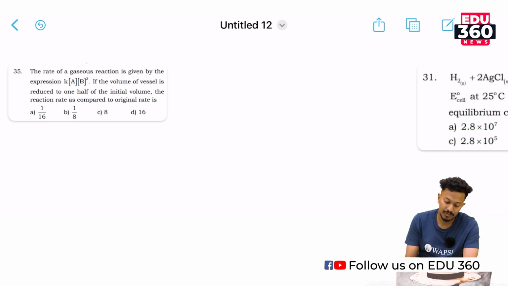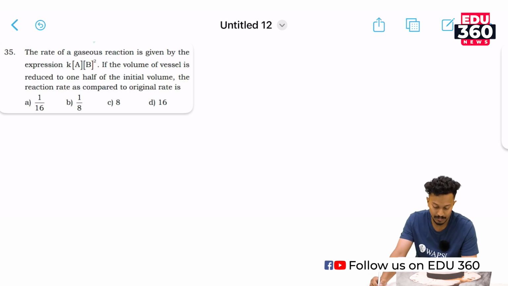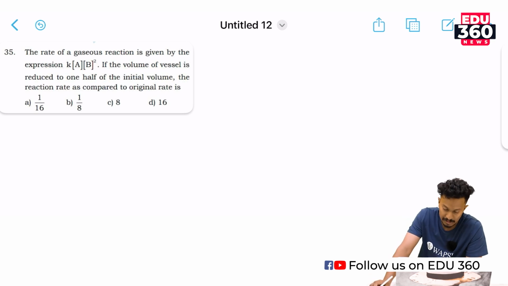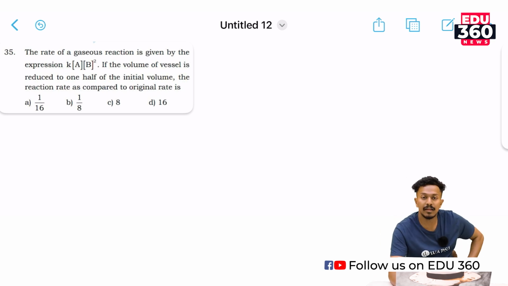The rate of a gaseous reaction is given by the expression K [A] [B]^2. If the volume of the vessel is reduced to 1/2 of the initial volume, the reaction rate compared to the original rate is? This is our question. We have been given the rate expression of the gaseous reaction, and we have to find the reaction rate compared to the original.